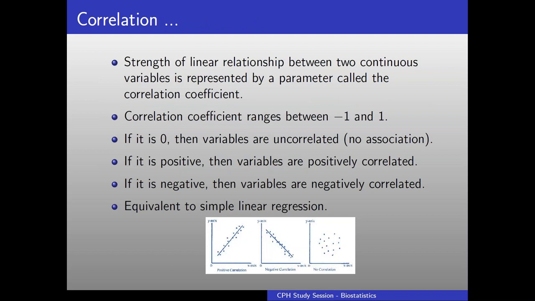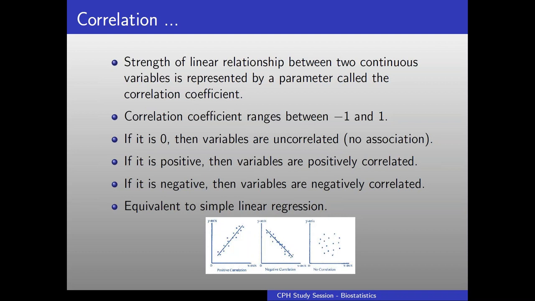Let's talk about correlation a little bit. A correlation represents the strength of linear relationship between two continuous variables. This strength of relationship is a parameter known as the correlation coefficient. You might have seen it represented as the Greek letter rho. A correlation coefficient ranges between -1 and 1. The more positive it is, the more positively correlated or positively associated the two variables are. The more negative it is, the more negatively associated or more negatively correlated the two variables are.